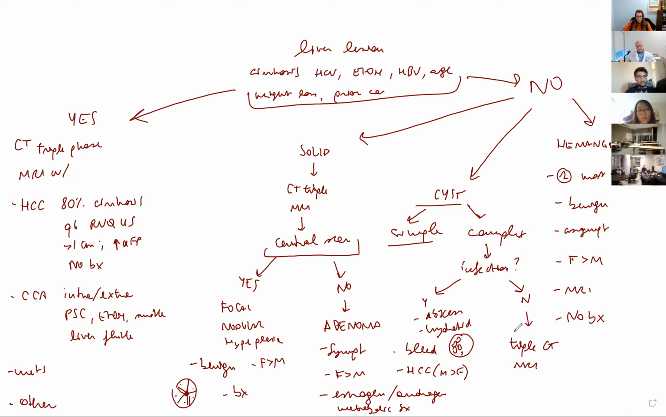So that's just an overview. Sorry if it was messy, but it's for you to have an idea of what happens when you have a liver lesion. And why do these things all of a sudden start hurting when they haven't hurt before?